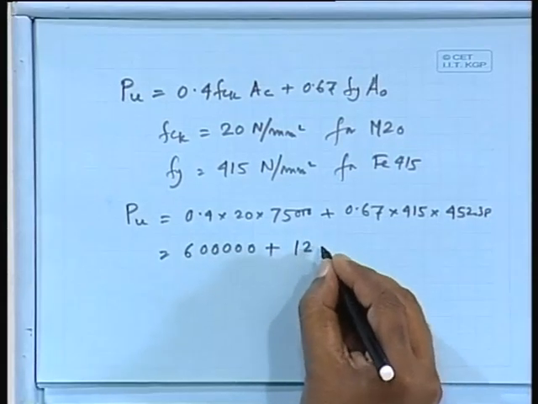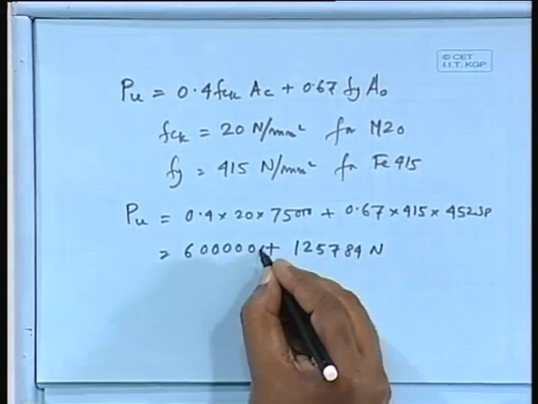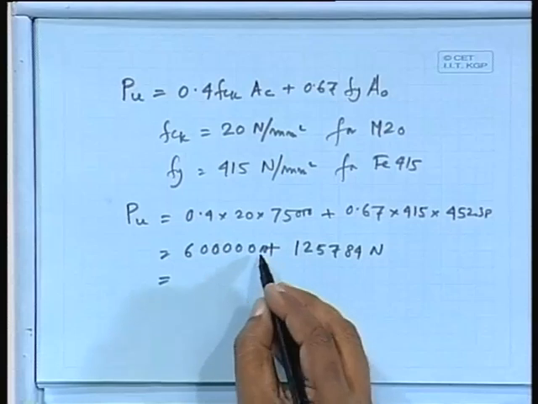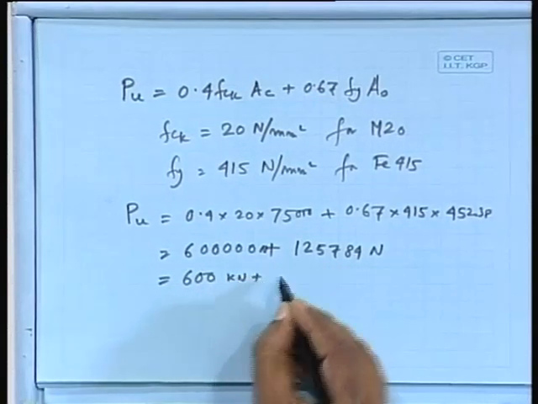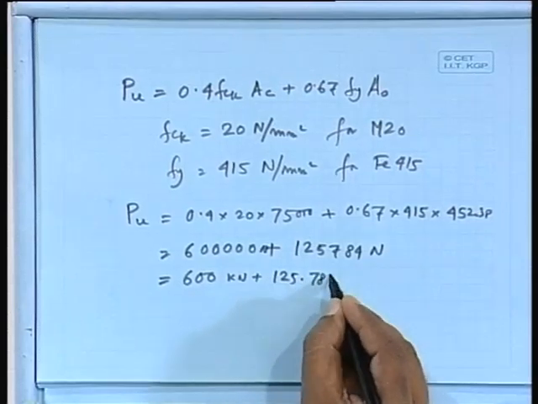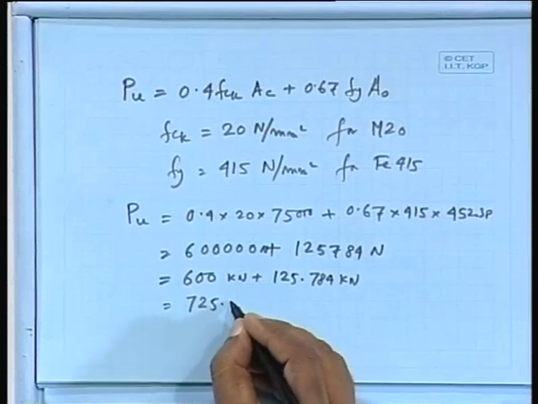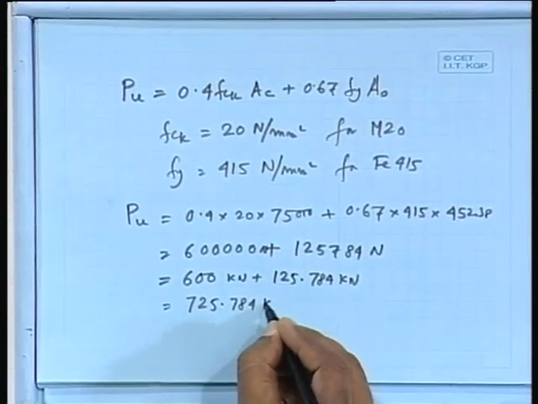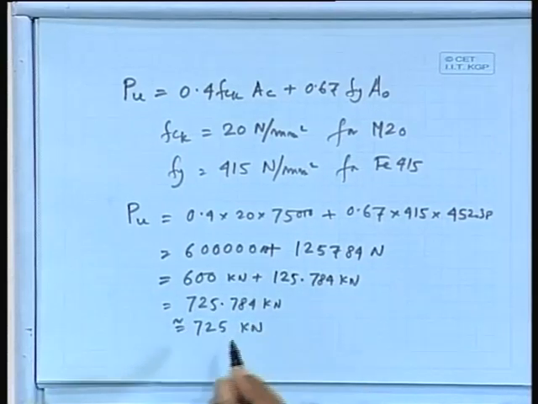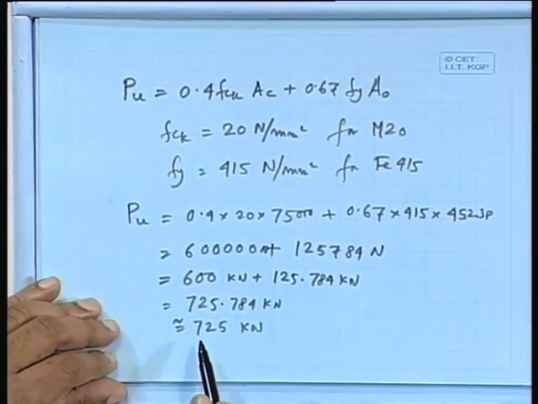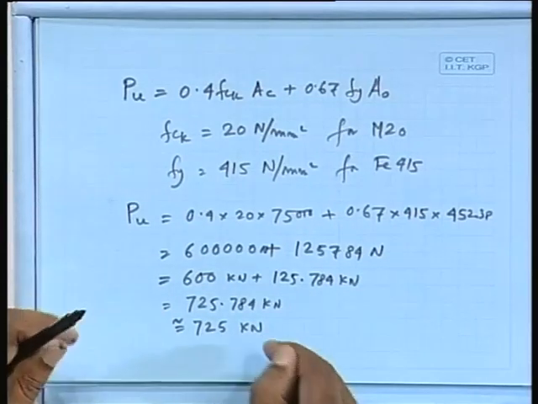We are getting here 125784, say. Let us make it like this, Newton. So we can find out here, let us say 725 kilonewton. That means the PU is maximum allowable 725 kilonewton. This particular one we can get, say 725 kilonewton.